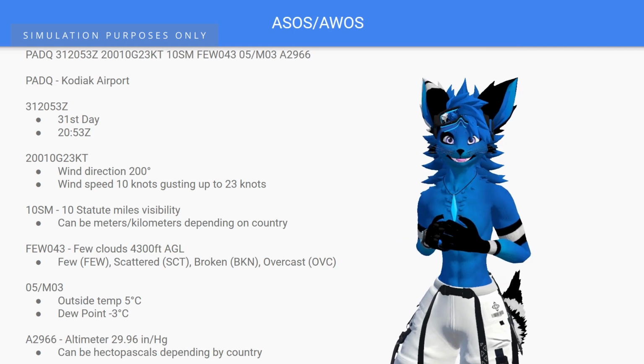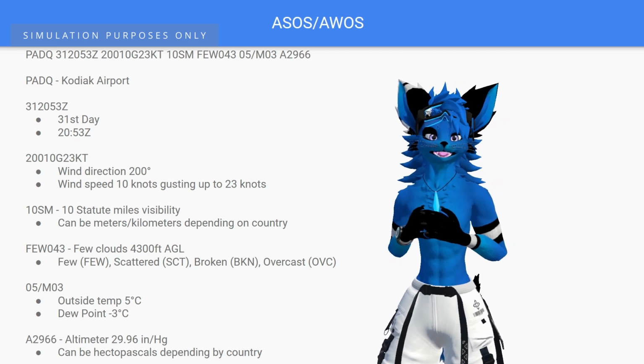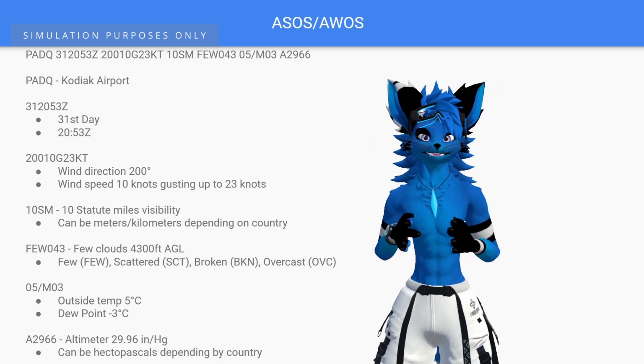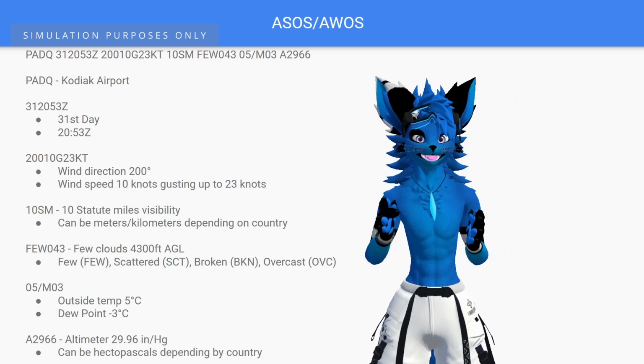Next is our outside air temperature and dew point. So our outside temperature is 5 degrees Celsius, and our dew point is minus 3 degrees Celsius. When you see the M in front of the number there, that means that the temperature is below zero. Your temperature and dew point are always going to be reported in degrees Celsius.